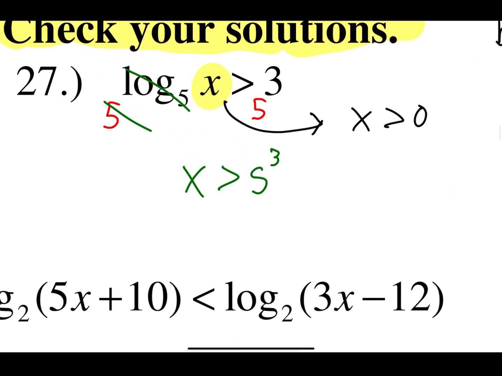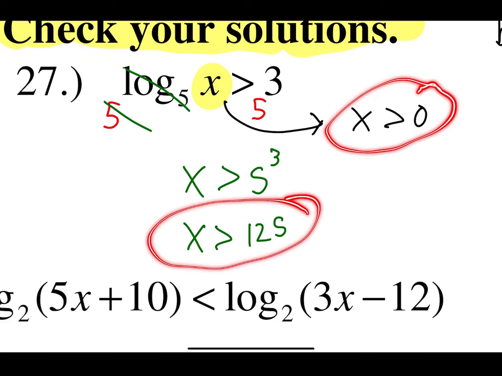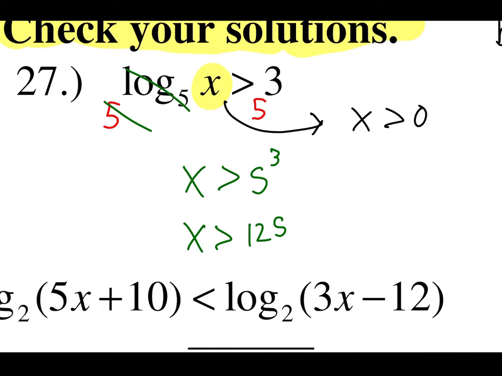Cool. So we have x is greater than 5 cubed, which is 125. And then we look at this argument that we got. Does our answer satisfy the argument? x is greater than 125. Well, every number I can think of greater than 125 is already greater than 0. So we don't need to tack on that inequality.